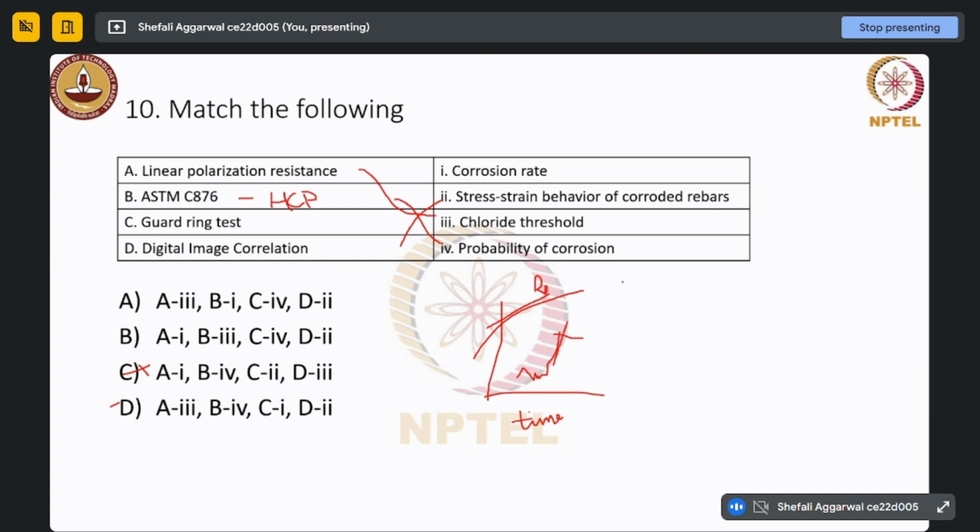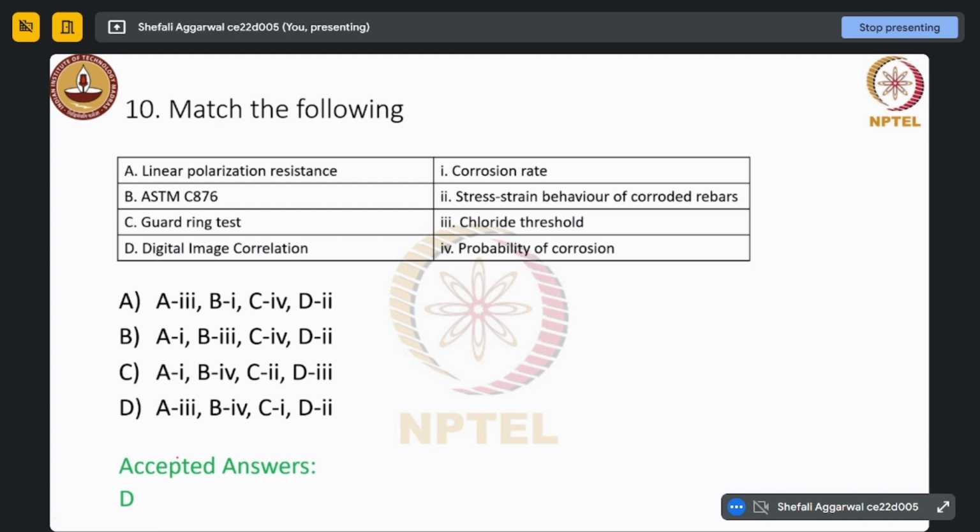And guard ring test, I think you have seen we have three counter electrodes. It is directly giving us the corrosion rate. Okay, so the correct answer is D. Is this question clear to everyone? Or does someone have any doubt in any type of test?